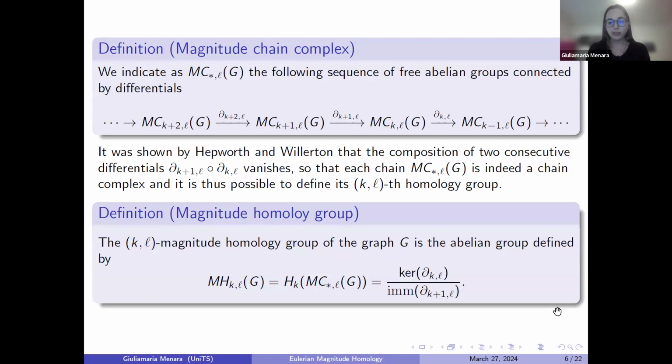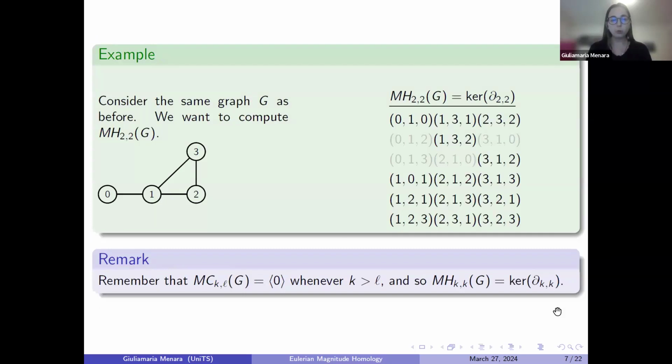So now let's compute the magnitude homology group with k and l equal to 2. And so when k and l are equal to 2, this is actually very nice to compute. We don't have to do any quotient because of the observation we made earlier. When k is bigger than l, the magnitude chain is trivial, so there is no incoming differential. This group is only the kernel of the outgoing differential.